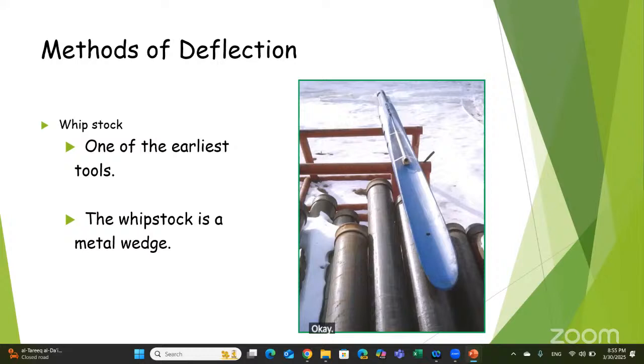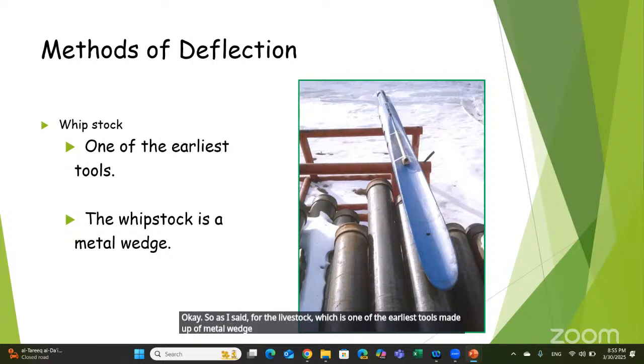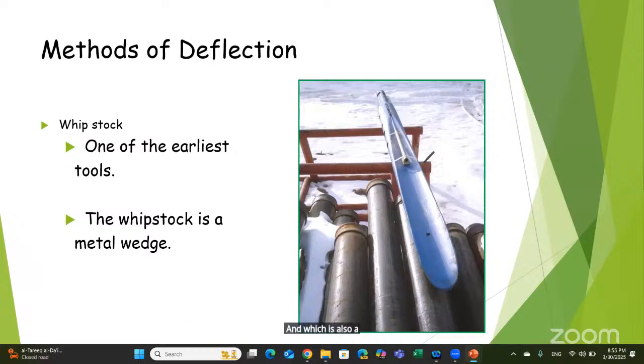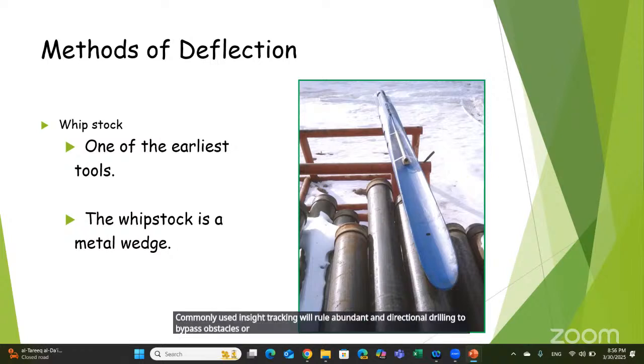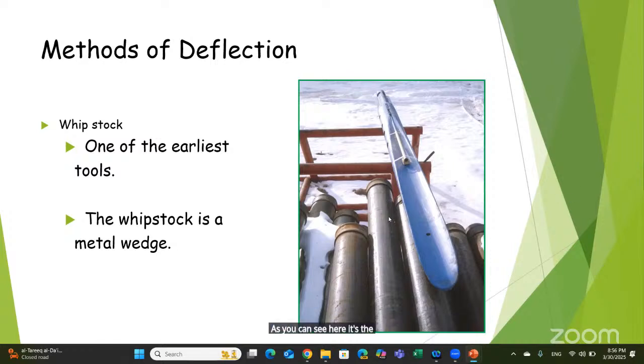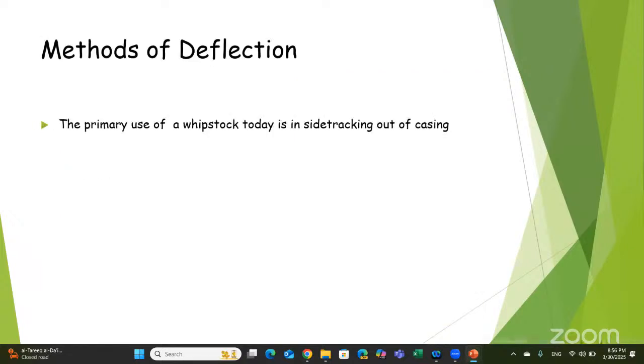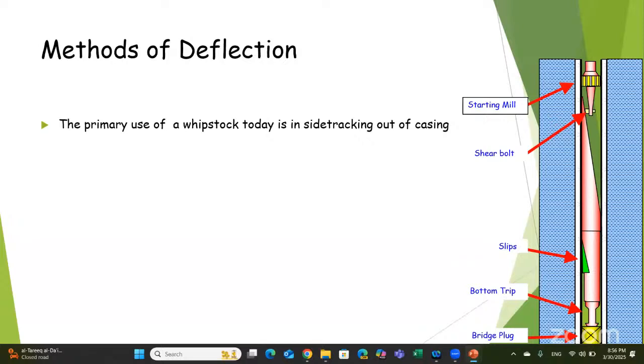So as I said, the whipstock is one of the earliest tools, made up of a metal wedge, and is also a deflection tool used in the drilling operation to divert the wellbore from its original trajectory, commonly used in sidetracking, wellbore abandonment, and directional drilling to bypass obstacles or access new reservoir targets, as you can see here in the picture. The primary use of the whipstock is in sidetracking out of casing.